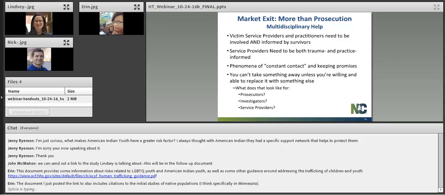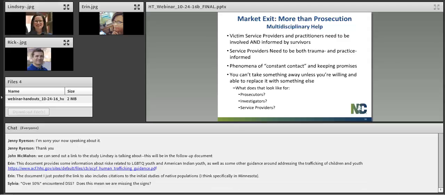And when I write this bullet, the phenomenon of constant contact, what I mean by that is most youth who are involved in human trafficking, and more specifically pimp control, are very used to constant contact by that pimp. And that pimp is going to be contacting them via text message or phone calls or just consistently being by their side 24/7. So when you remove that offender from the equation, what I've learned in my prosecution and victim service roles is that you've got to replace that contact with something else. That's where the multidisciplinary help comes in.